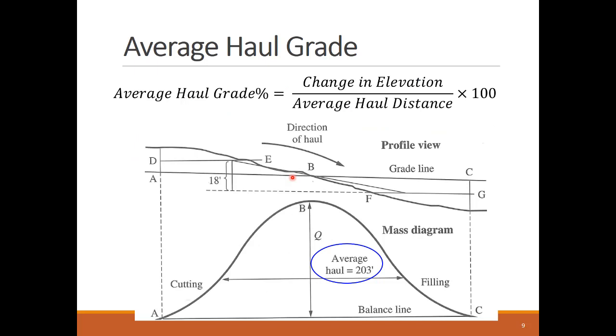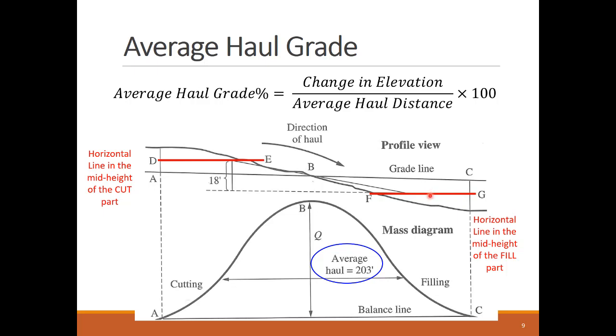For the average haul grade, we will need the help of the profile view to find the elevation change between the cut and fill areas of the balanced zone. We find this average elevation change as the difference between the average cut and fill levels, as shown by these two horizontal red lines, DE and FG. Line DE is at the middle of the cut maximum height, and the line FG is at the middle of the fill maximum depth.